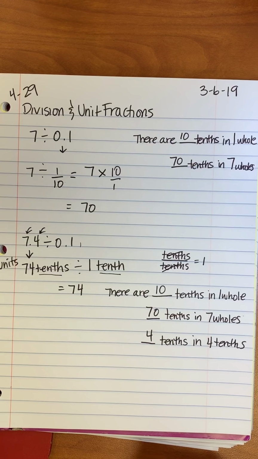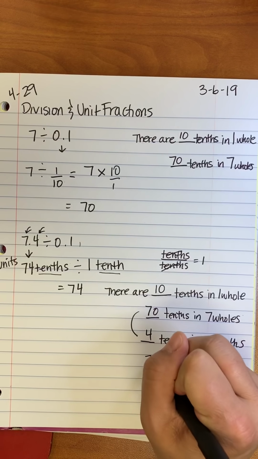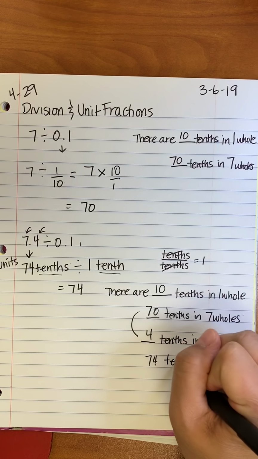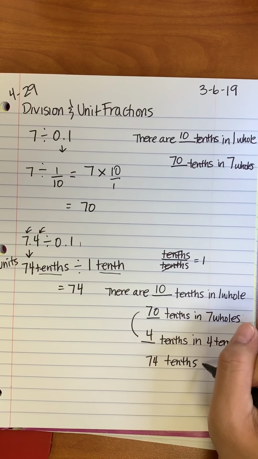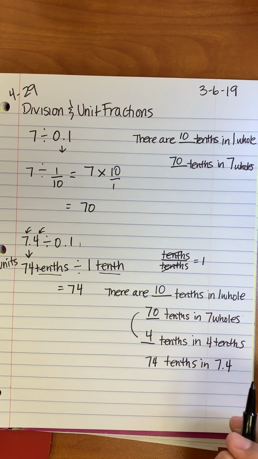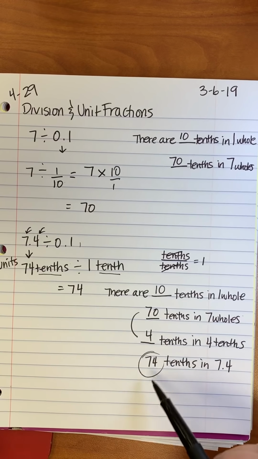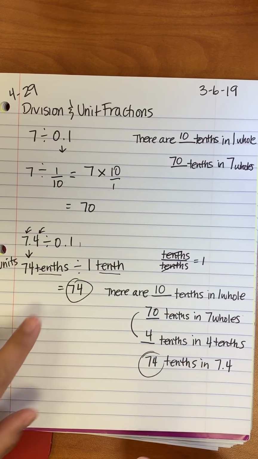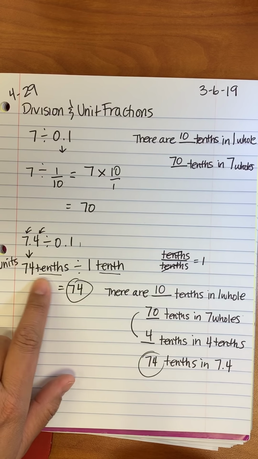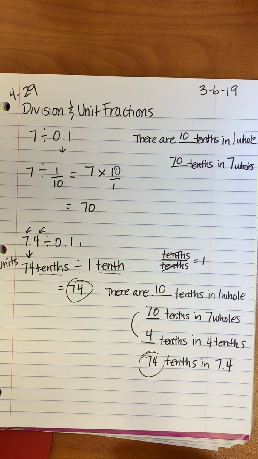So there are 74 tenths, and so you got to put these together. 74 tenths in 7.4. All right, so what does this all mean? Here's our answer here. Here's our answer here. We did 74 tenths divided by 1/10 is 74.